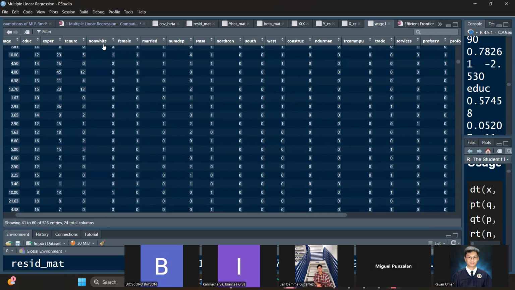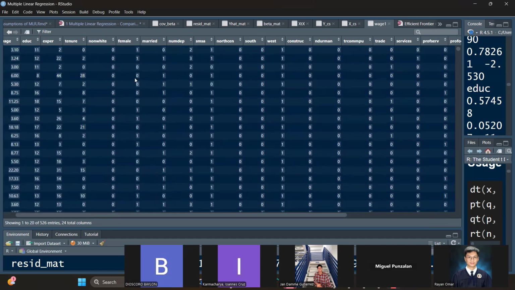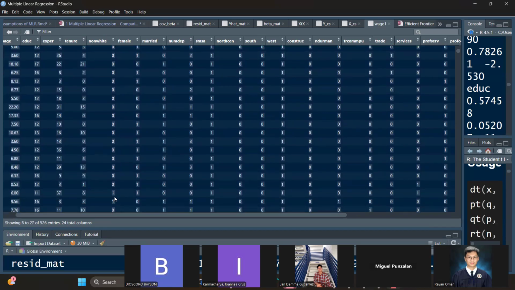And we named those that are the non-benchmark as 1. Those that are zeros here are the whites. So this one, for example, the first observation, is white. White, white, white, etc. Then you have your first non-white, which is this one. Non-white, non-white.